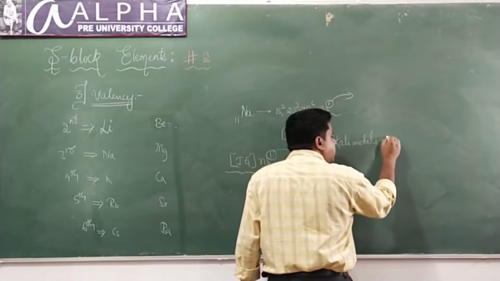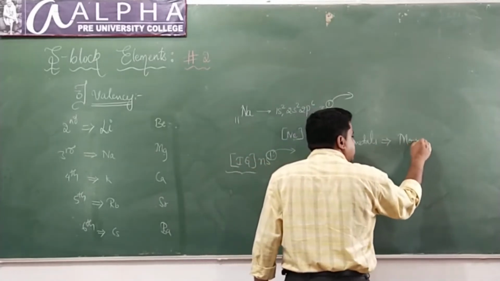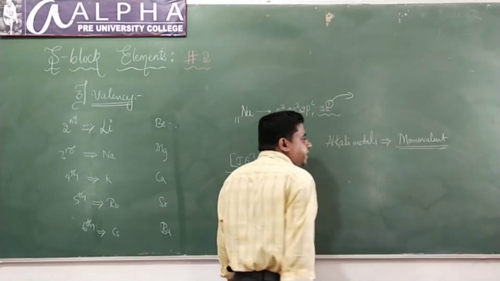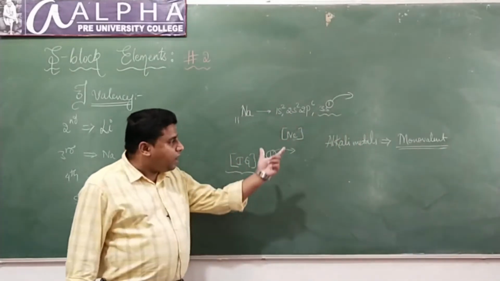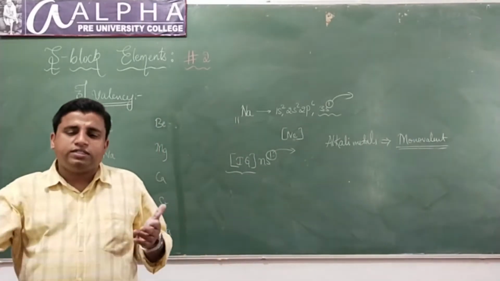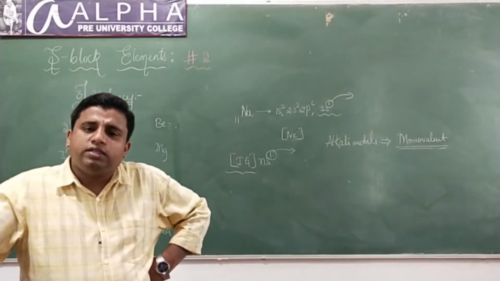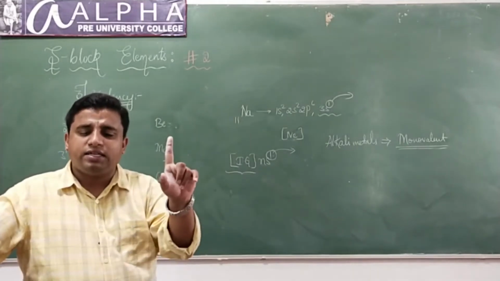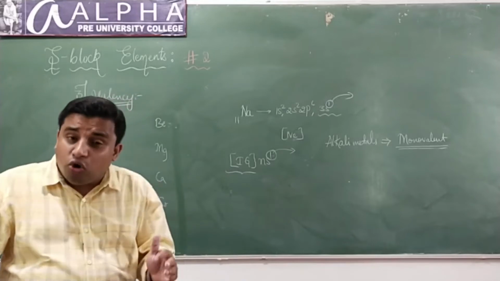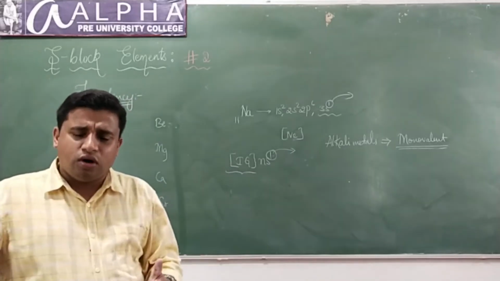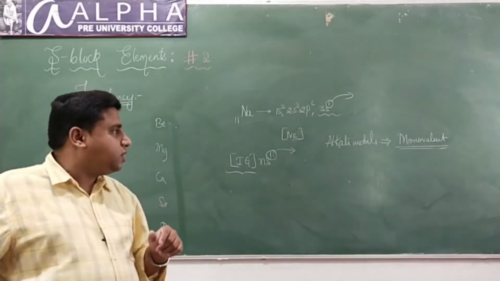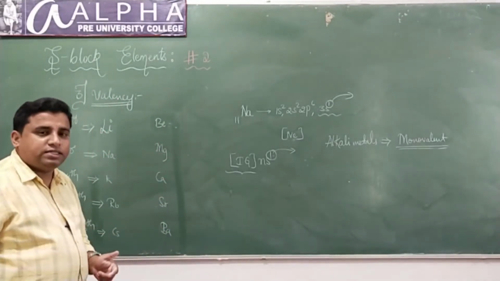Therefore, I can say all alkali metals are monovalent, correct? Yes or no? All alkali metals are monovalent. So if somebody asks you what is the valency of alkali metals, what are you going to tell? The valency of alkali metals is 1. Will they lose 1 electron or gain an electron? They're going to lose 1 electron. Therefore, upon losing 1 electron, they will attain the nearest noble gas configuration. So alkali metals are monovalent.